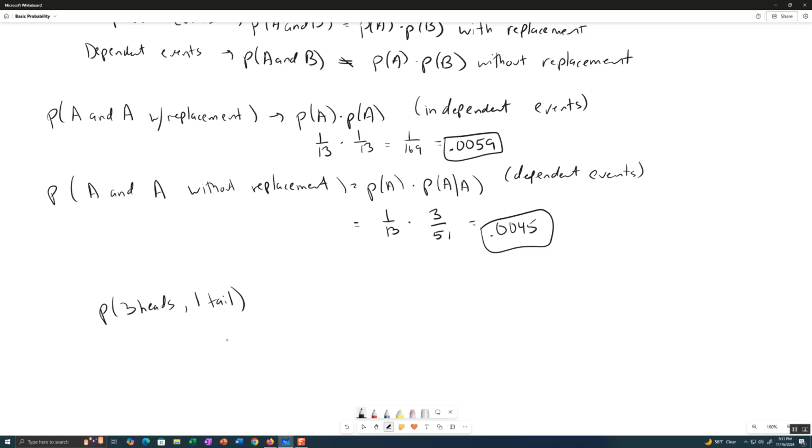By just doing probability of heads times probability of heads times probability of heads times probability of tails. This is the probability of getting 3 heads and 1 tail in 4 trials in any order. So there's a bunch of ways to do this, but the way that I've been showing you how to do this is create the sample space. You can also use the binomial distribution, which we didn't talk about. You can also use the number of combinations.